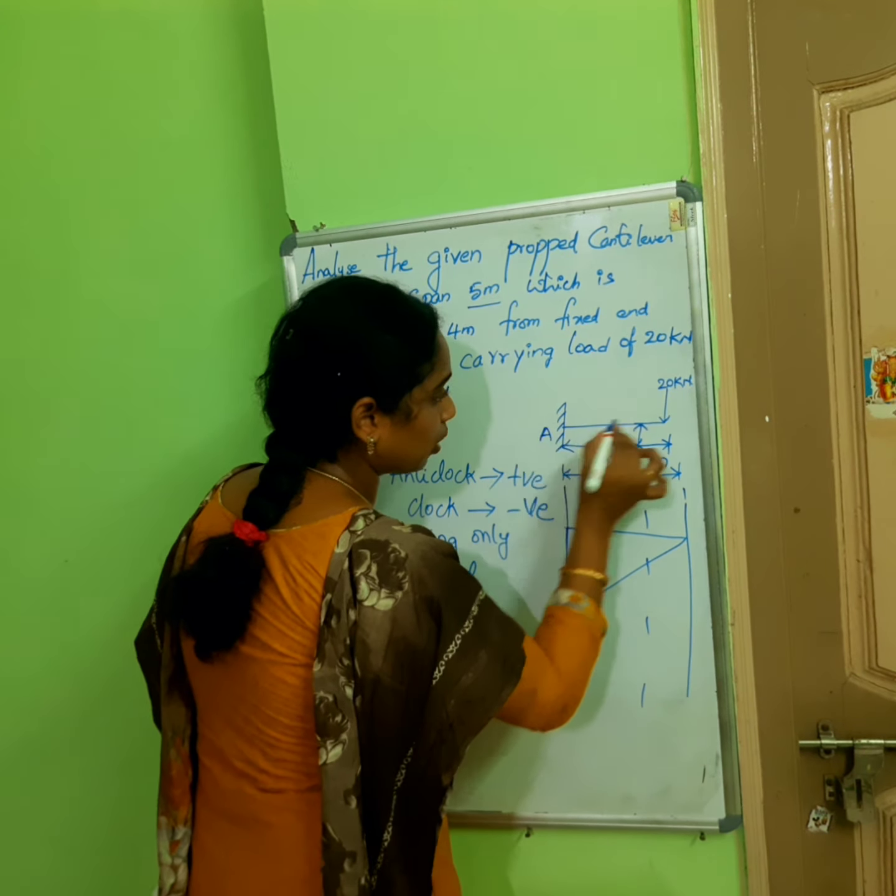What is the height? W into L, that means 20 into 5, how much? 100. Next, here I am just imagining, but the load will be at some point. So W into L, 20 into 1, how much? 20. This is my load, the maximum bending moment here.